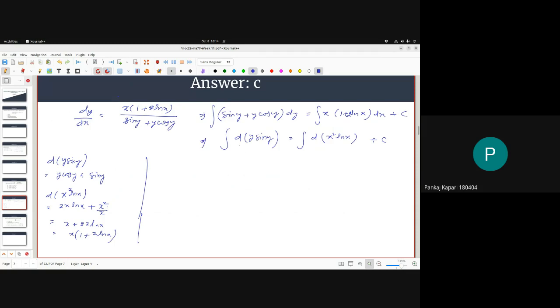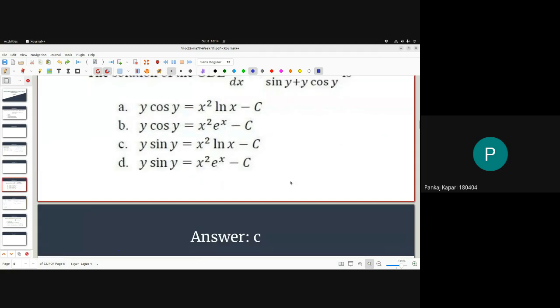And now this will just imply that if you integrate d of y sin y, it is just y sin y, and here you will have x square log x plus constant. So this is the solution of this differential equation. Okay, let's not write in the bracket. Okay, so correct option is C.